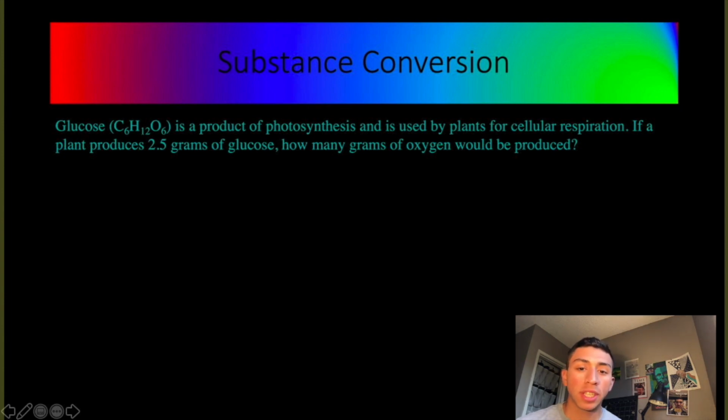Glucose is a product of photosynthesis and is used by plants for cellular respiration. If a plant produces 2.5 grams of glucose, let's go ahead and underline that. How many grams of oxygen would be produced? Now, we're asked for grams of oxygen and we are given 2.5 grams of glucose. That is our starting value.